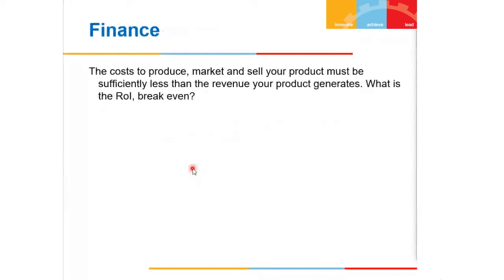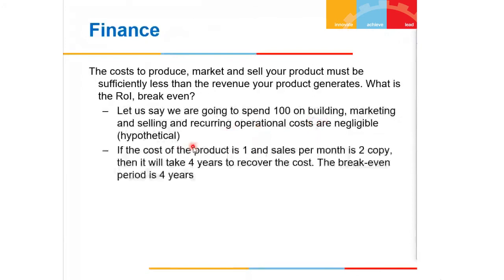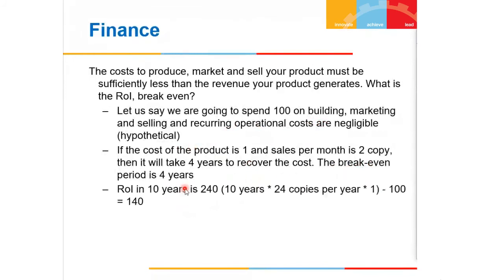And until the time you reach break-even, you need sufficient financing to sustain your business, right? So let's say you are going to spend 100 units of money on building, marketing, and selling a product, and the recurring operational costs are negligible. This is hypothetical. So let's say you're going to spend 100 to build the product, and the cost of the product is 1, and the sales per month is 2 copies. It will take 4 years to recover the cost. So the break-even period is 4 years.